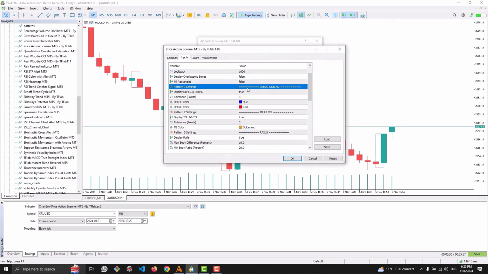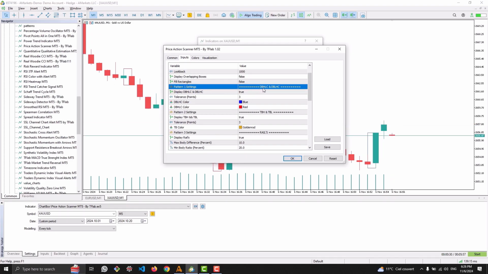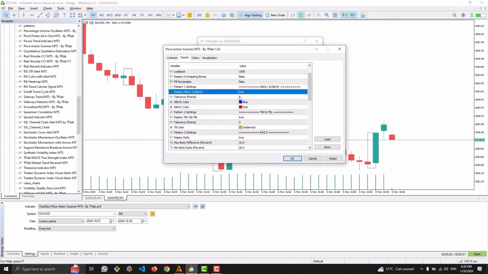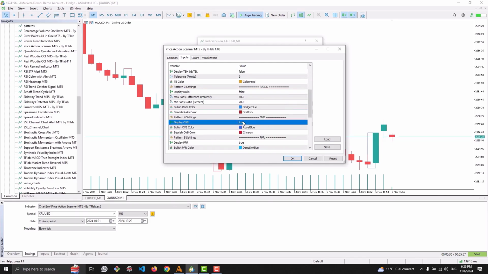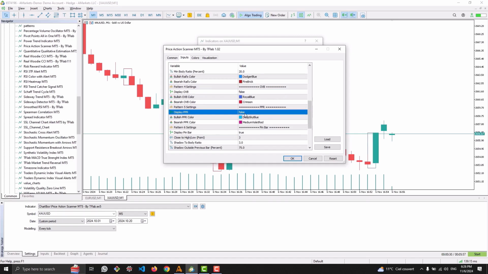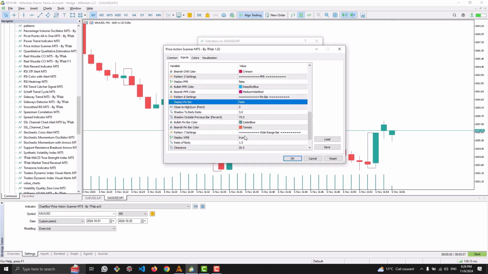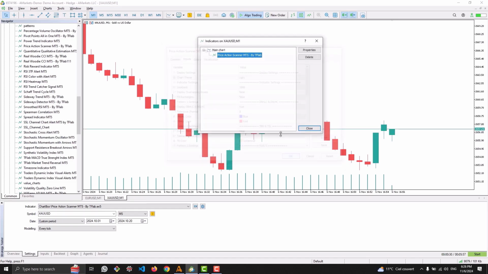After these settings, we move on to the settings for different patterns. The first pattern is the double high lower close and double low higher close pattern. These are class boards. First, I will set the display mode only for this pattern so that we can get familiar with it on the chart.